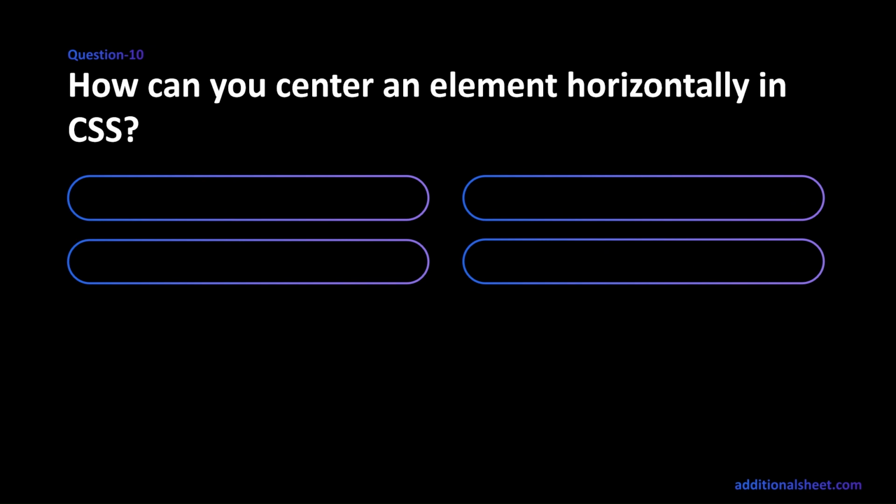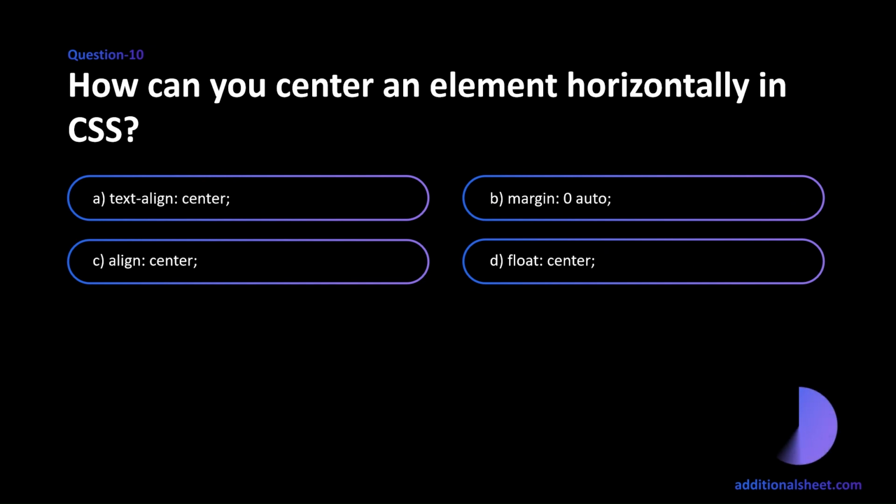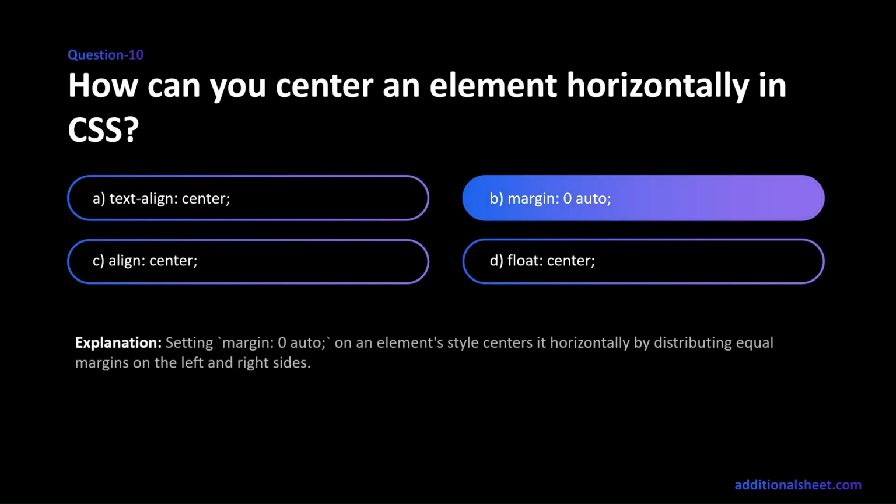Q10. How can you center an element horizontally in CSS? Options are A. Text align center, B. Margin zero auto, C. Align center, D. Float center. Answer is option B. Setting margin zero auto on an element style centers it horizontally by distributing equal margins on the left and right sides.